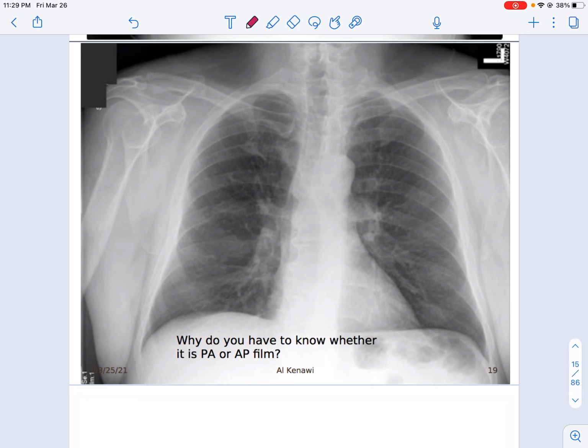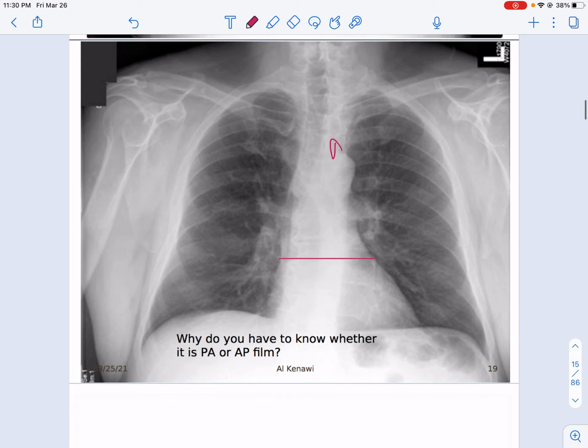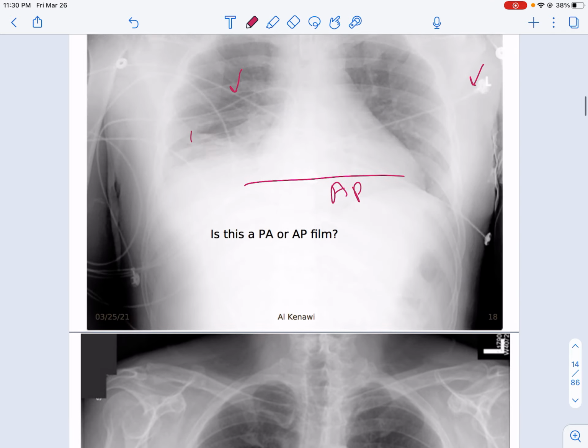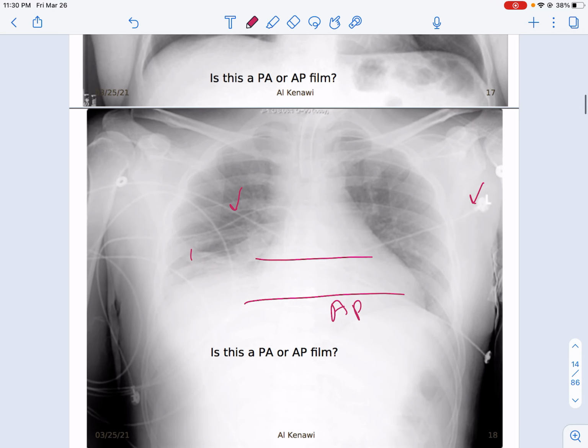if we don't know whether the image is PA or AP, when we come to calculate the cardiac size or cardiac silhouette, we may overestimate. Like if it's an AP view, for example, like here, the AP view, it's large, we may say this is cardiomegaly, and it's not cardiomegaly just because it's an AP view, not a PA view.